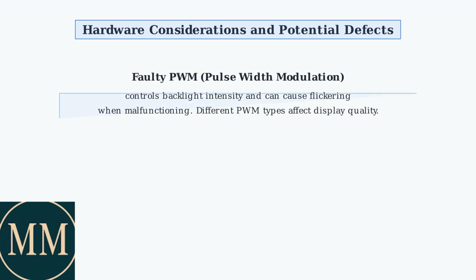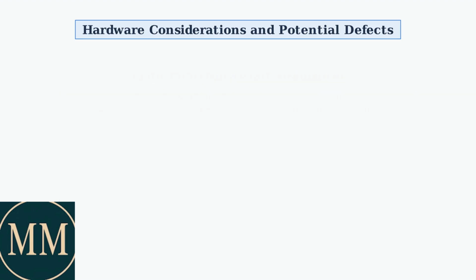Pulse width modulation, or PWM, controls the backlight intensity by rapidly switching it on and off. When faulty, it can cause visible flickering that affects viewing comfort. Different PWM implementations have varying effects on display quality.